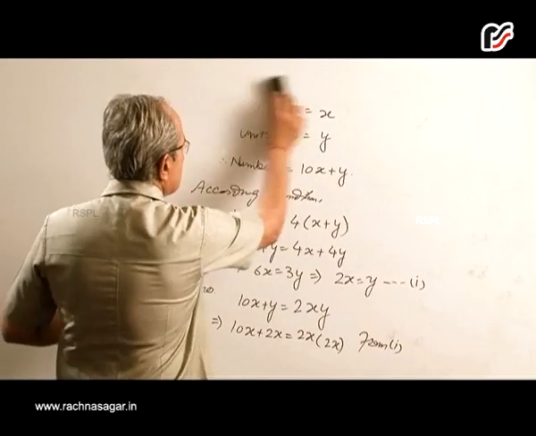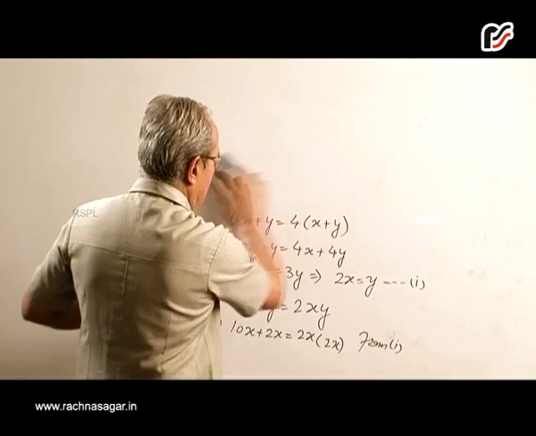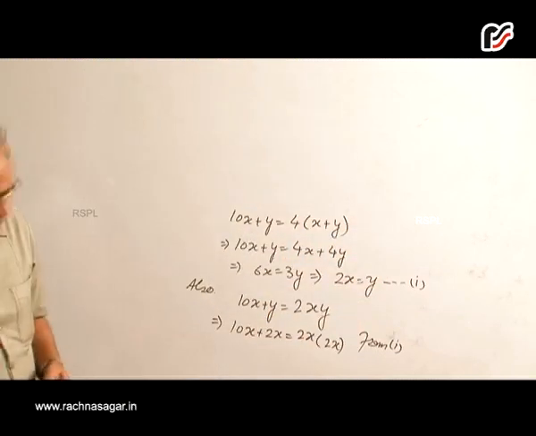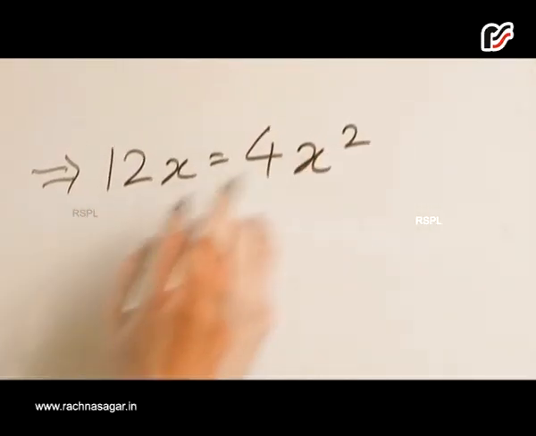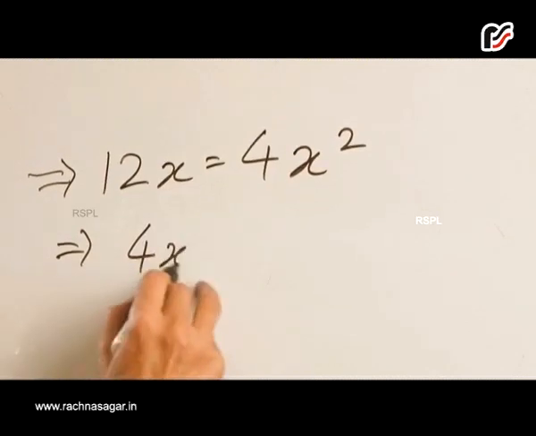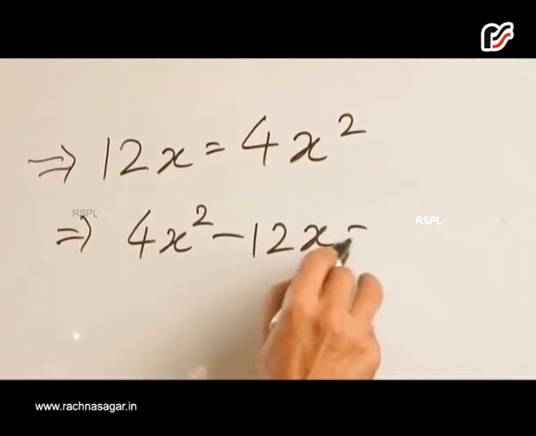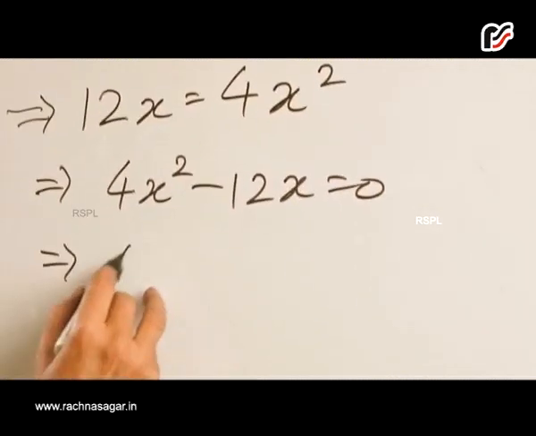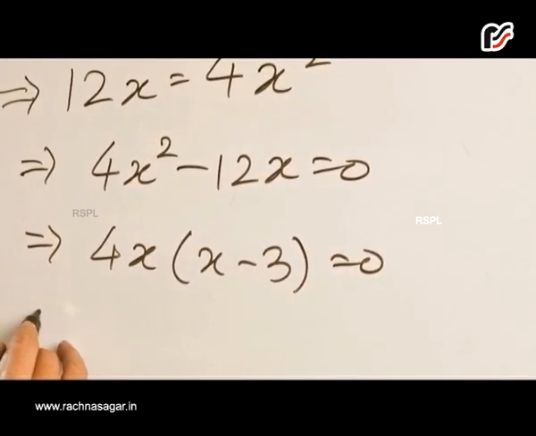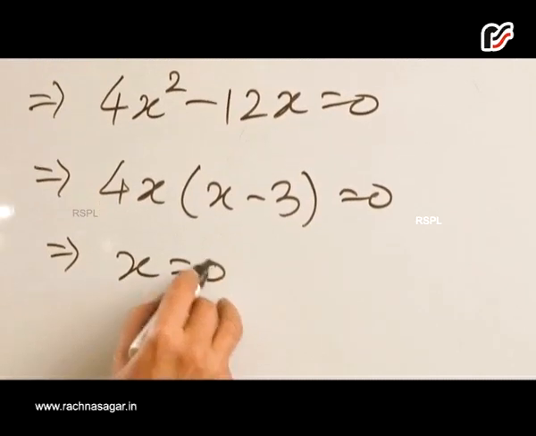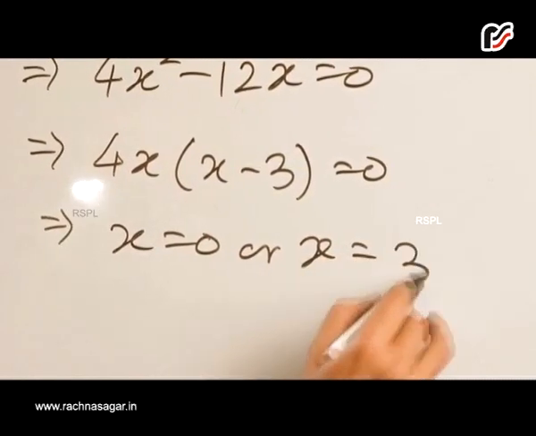This implies 12x equals 4x square, or this implies 4x square minus 12x equal to 0. We take 4x common, x minus 3 is 0. This implies x is 0 or x equal to 3.